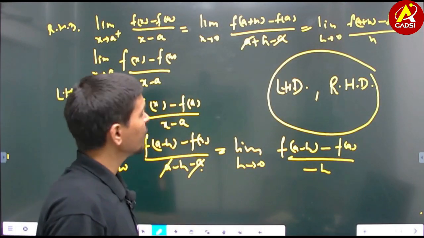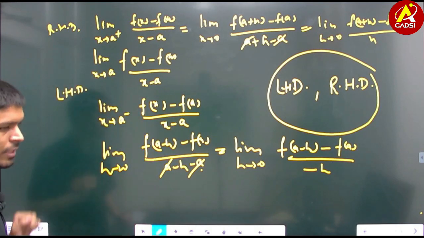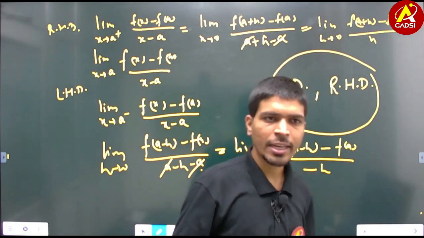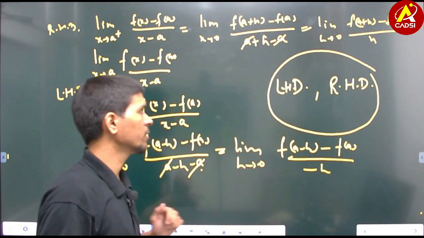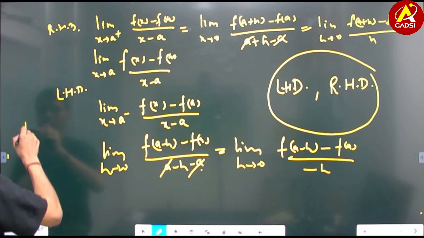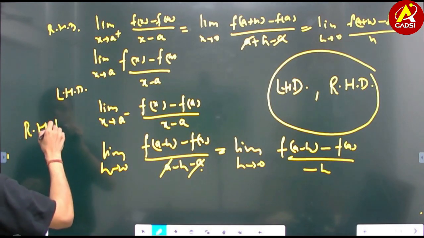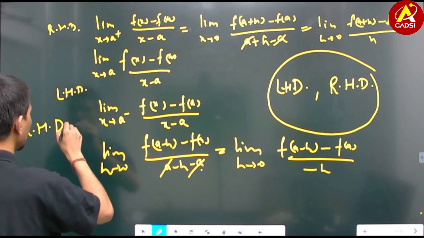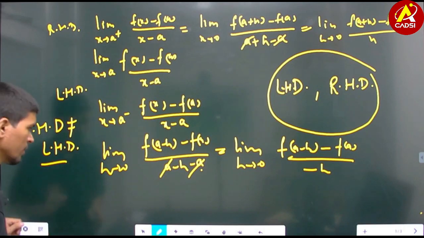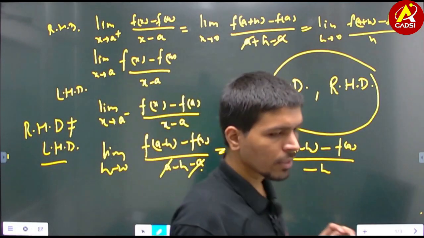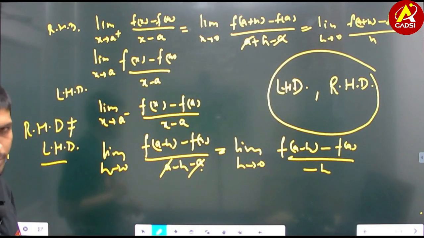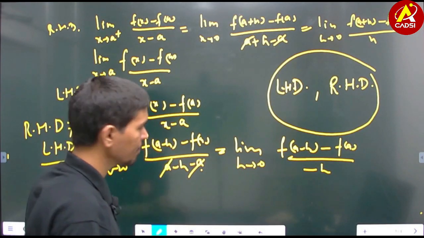If both are the same, then we can say that the derivative of the function exists. But if they are not equal to each other, then we can say that the derivative of the function doesn't exist at that particular point.